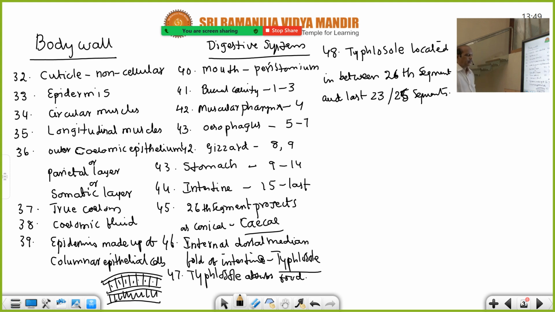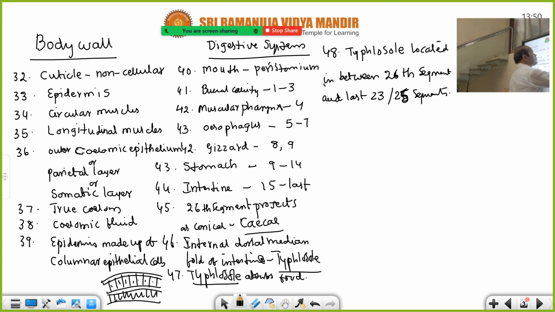Yes, digested food. Just like our villi. Suppose an application type question also comes in the NEET exam: which is a structure that is corresponding to the villi of human intestine in Pheretima posthuma? That is the question. Your answer must be Typhlosole. So this internal dorsal median fold of intestine is called Typhlosole, located in between 26 and last 23 segments or 25 segments. Very important.